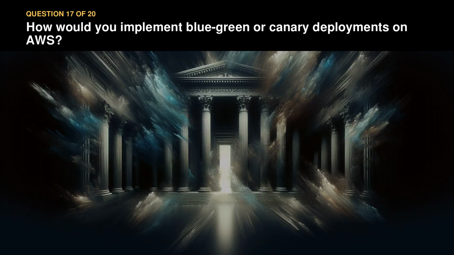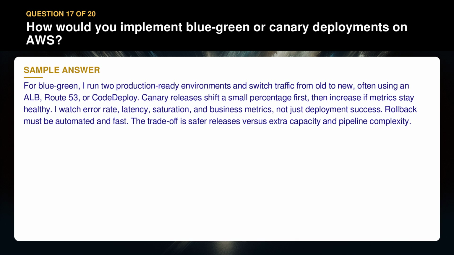Question 17. How would you implement blue-green or canary deployments on AWS? For blue-green, I run 2 production-ready environments and switch traffic from old to new, often using an ALB, Route 53, or CodeDeploy. Canary releases shift a small percentage first, then increase if metrics stay healthy.